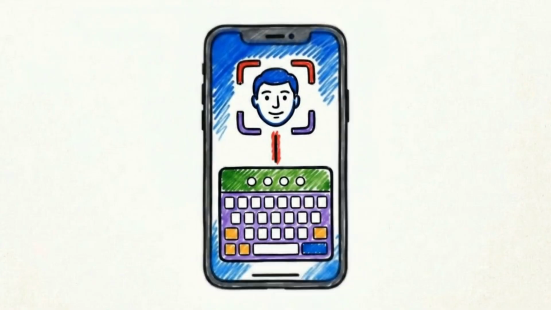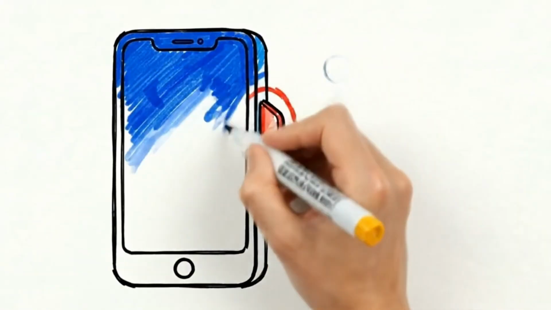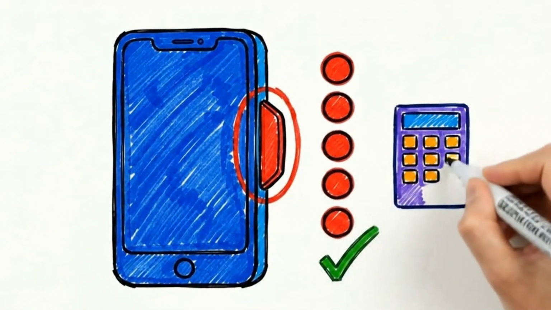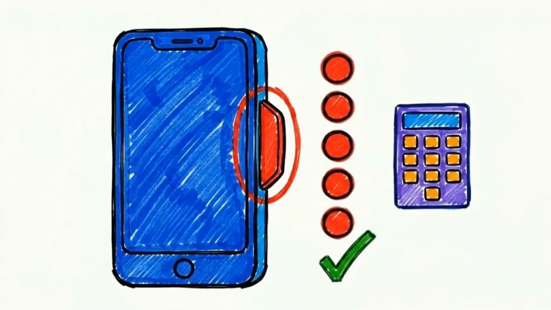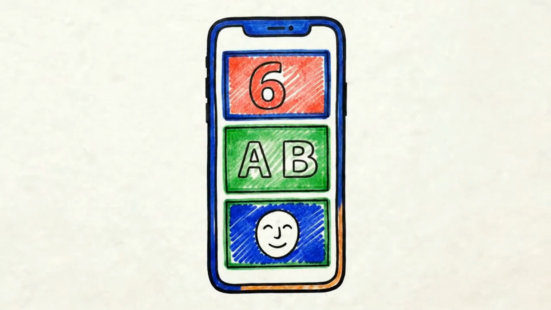On the iPhone, pressing the side button 5 times in a row disables Face ID and forces the passcode. That is number 2.